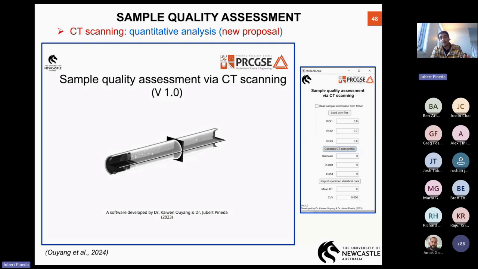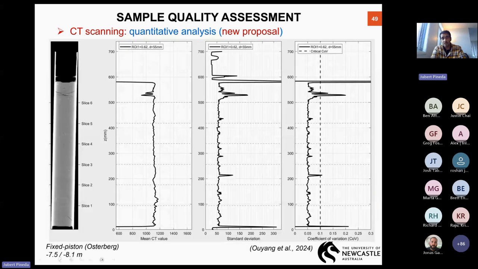So the intention is to use the CT scans and then generate some quantitative predictors or indexes to evaluate sample quality before running the test. So in an a priori approach. So how does this method work? When we scan a tube, we have the mean CT value here, which is the first profile on the left-hand side. And then we are using statistical descriptors to get a little bit more information. In the center, you see the standard deviation based on these images. And on the right-hand side, you see the coefficient of variation.